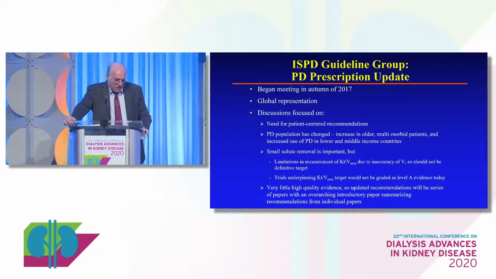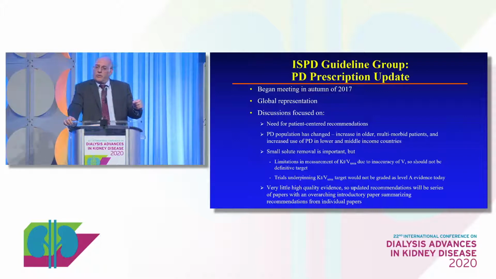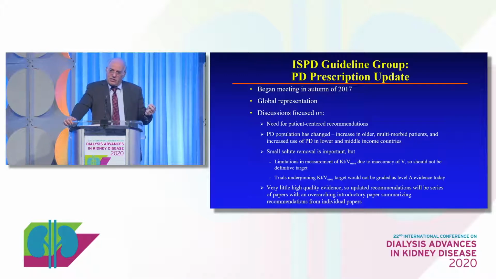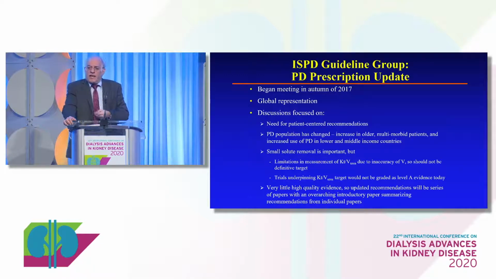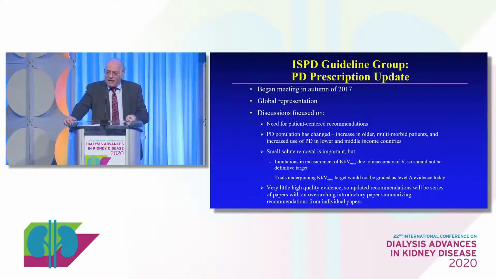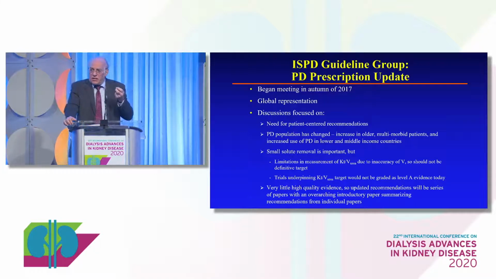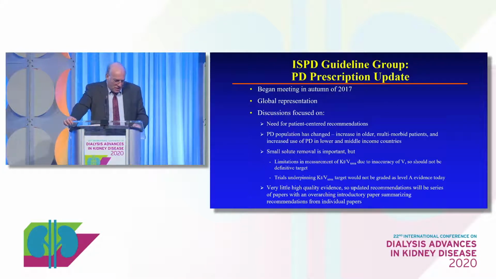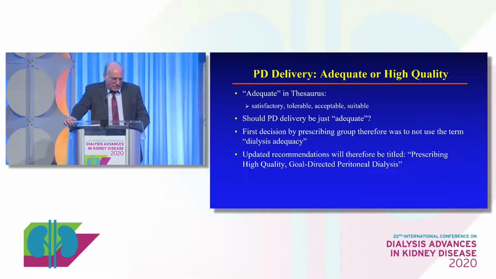and the trials, of which there are very few, right? We have the ADEMEX study, we have the Lo study out of Hong Kong, and the Linda Fried study, and the adequacy trials do not meet scientific rigor. There is very little high-quality evidence. Again, adequate in the thesaurus: satisfactory, tolerable, acceptable. Should PD delivery really be just adequate?